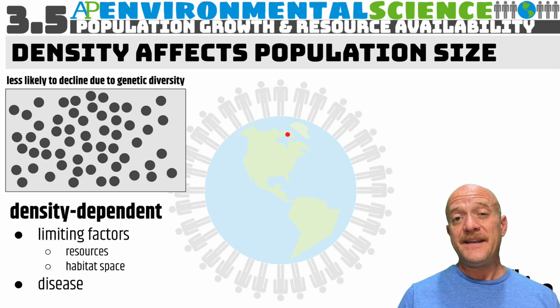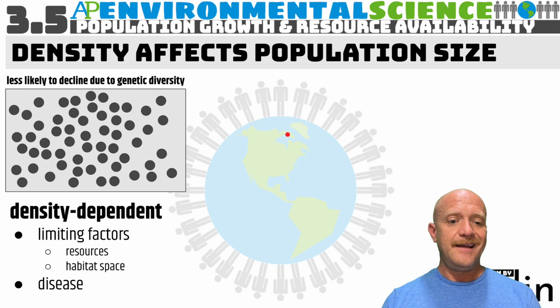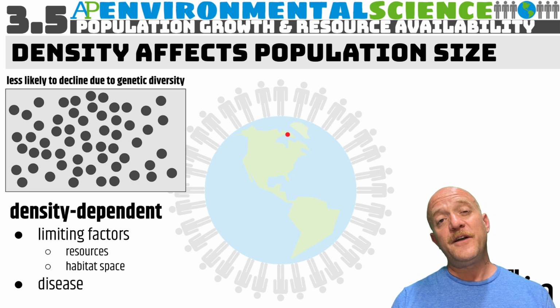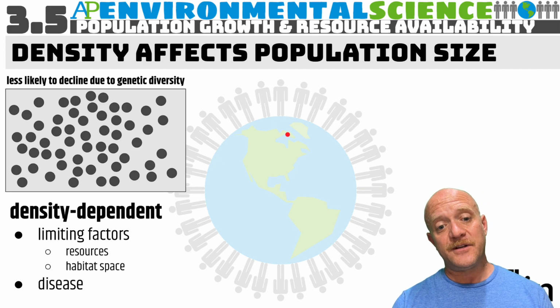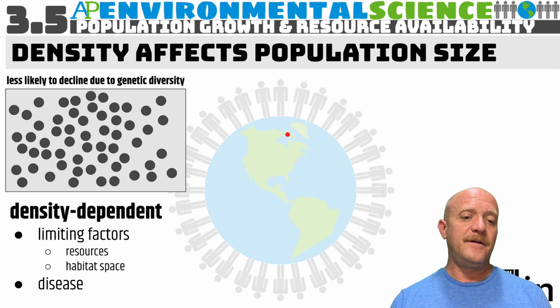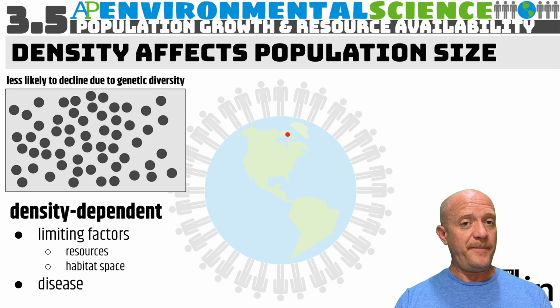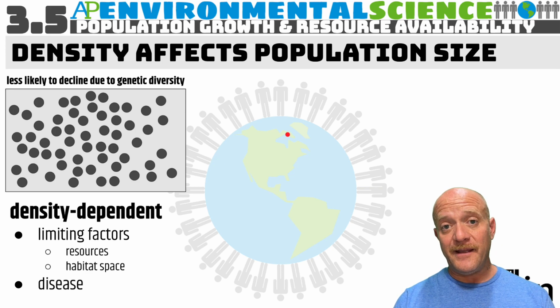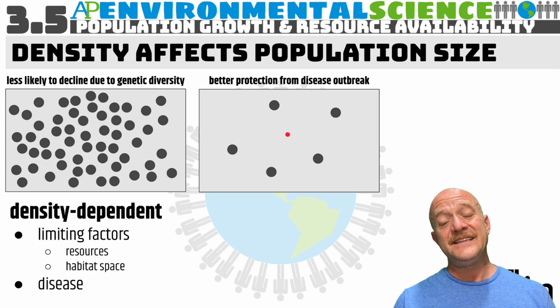So these are called density-dependent factors. So a density-dependent limiting factor is something like available resources and habitat space. In other words, if you have a high population density, it's going to be limited by the amount of resources. It will also be limited by the amount of habitat space. Another example of a density-dependent factor is disease. If there is a high density of the population, diseases can spread very rapidly between individuals. Now we see something that is not very densely populated, so they're going to have better protection from disease outbreak.